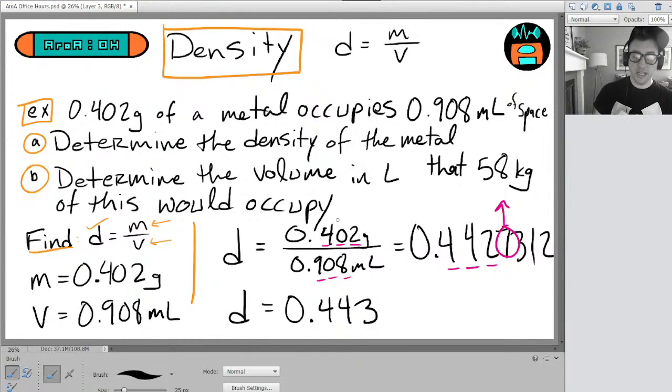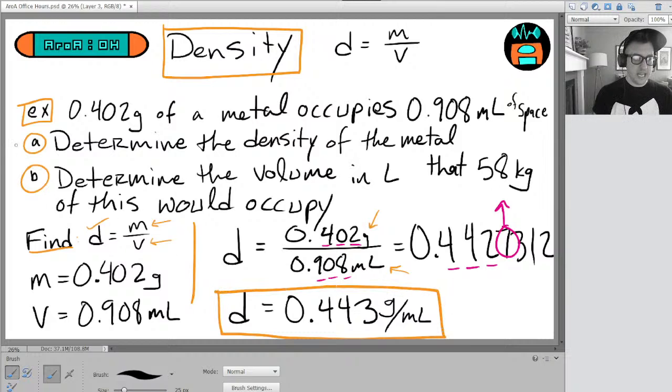And notice for units, in the numerator we have grams, in the denominator we have milliliters. These do not cancel. So the units for this density is grams per milliliter, and that will always be the case with density. You'll always have mass in the numerator, volume in the denominator. So this is the answer for part A.